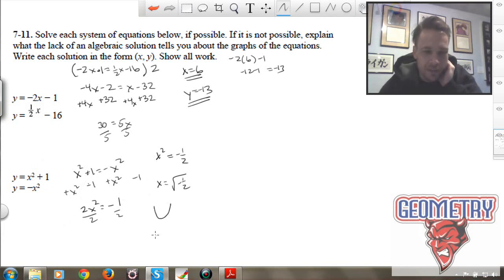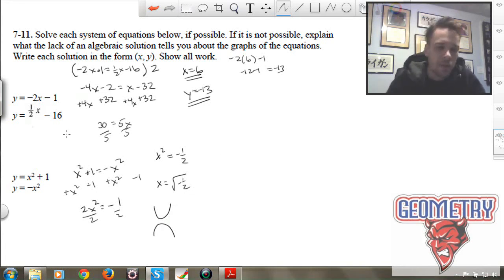Basically they look something like this. And so that's why there's no solutions. That's why we can't figure this one out, because they don't ever touch, so there's no point of intersection, so we are unable to solve this problem. So if you ever are solving a system of equations and you get a situation where you're stuck and you can't get the value of x and there's no solutions, that just means they don't intersect.